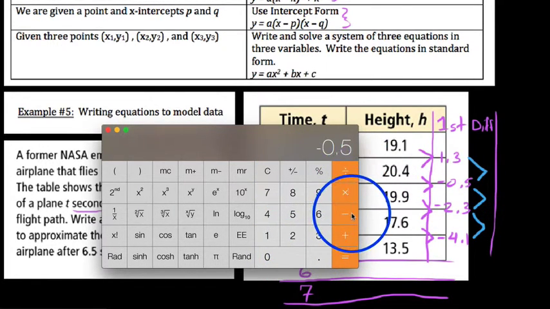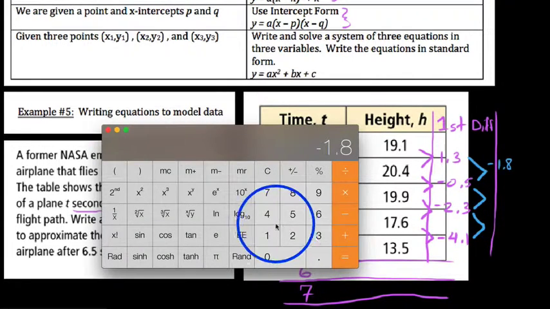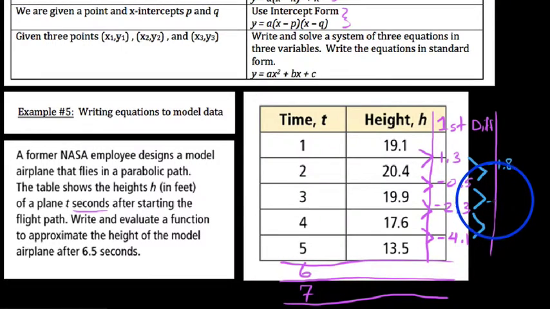So we have negative a half. Take away this 1.3, and we get negative 1.8. So the second difference here is negative 1.8. If we take negative 2.3 and take away the negative 0.5 before, I get negative 1.8. And would you believe it, if I do this again, negative 4.1 minus negative 2.3 is also negative 1.8.